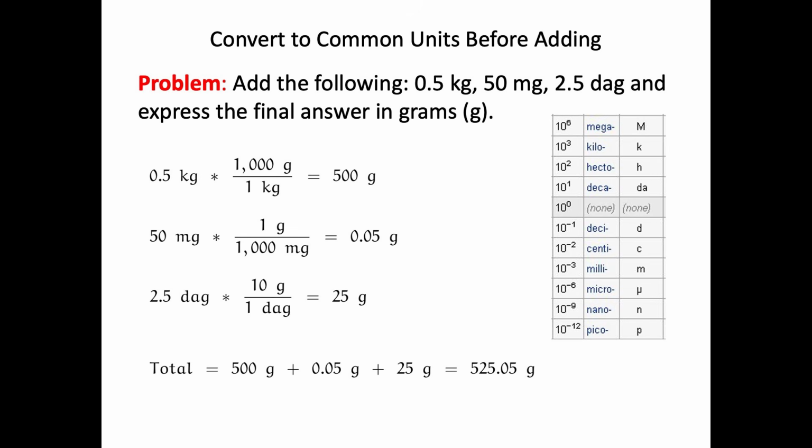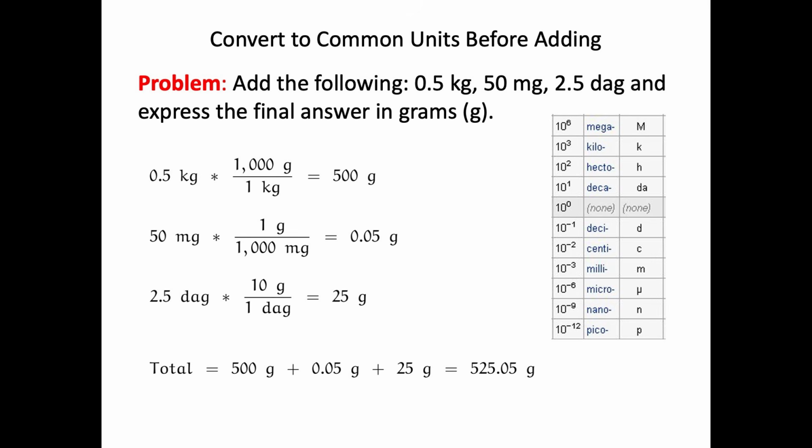So the conversion factor would be 1,000 grams on top over 1 kilogram, so that the units of kilogram cancel using my dimensional analysis here. So that 0.5 times 1,000 gives me 500, and the final units are grams. Okay, let's do the rest for the remaining.